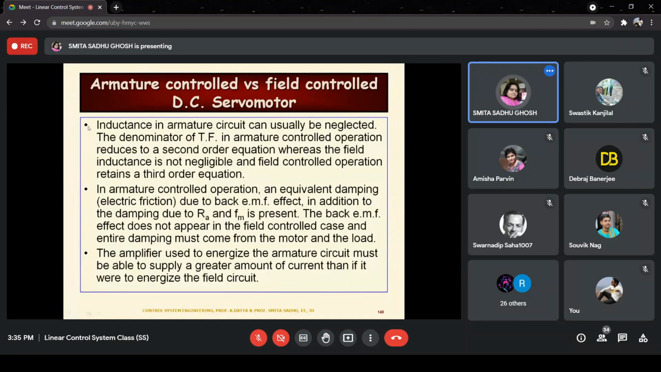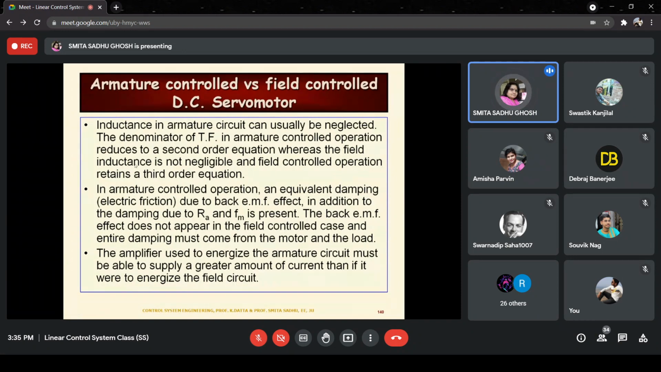Let us read through it. Inductance in armature circuit can usually be neglected. The denominator of transfer function in an armature control operation reduces to a second order equation, whereas for the field control DC servo motor, field inductance is not negligible, and the transfer function remains a third order transfer function, right?